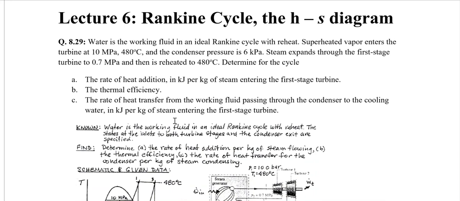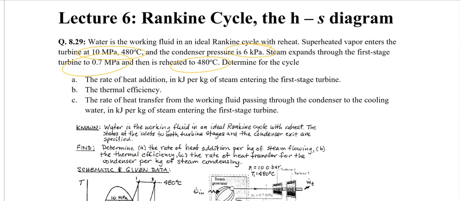Now let's have this. Let's say for example, again I would read out: water, working fluid, an ideal Rankine cycle with a reheat. The first condition is we have a superheated vapor at 10 megapascal, 480 degrees centigrade, then it is expanded to 0.7 megapascal. At 0.7 megapascal, it is then reheated to 480 degrees centigrade. Then it is further expanded to a condenser pressure of 6 kilopascal.